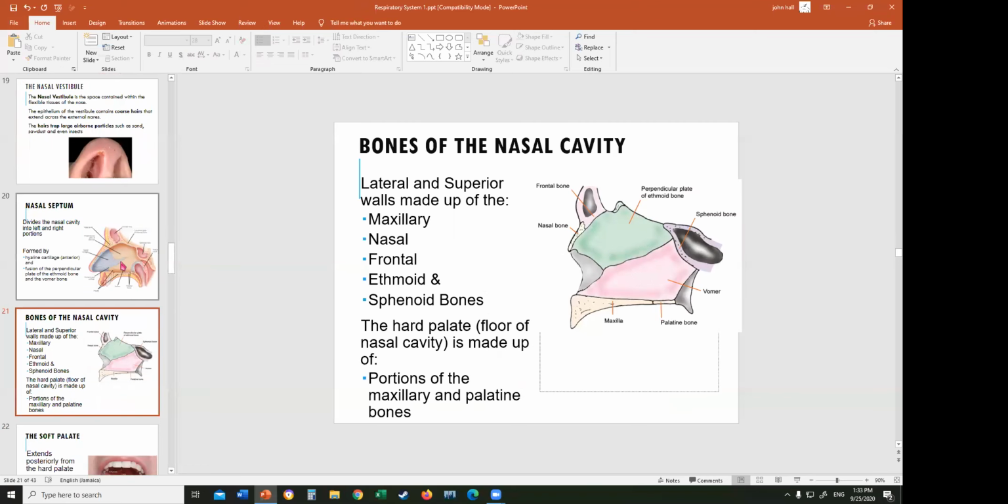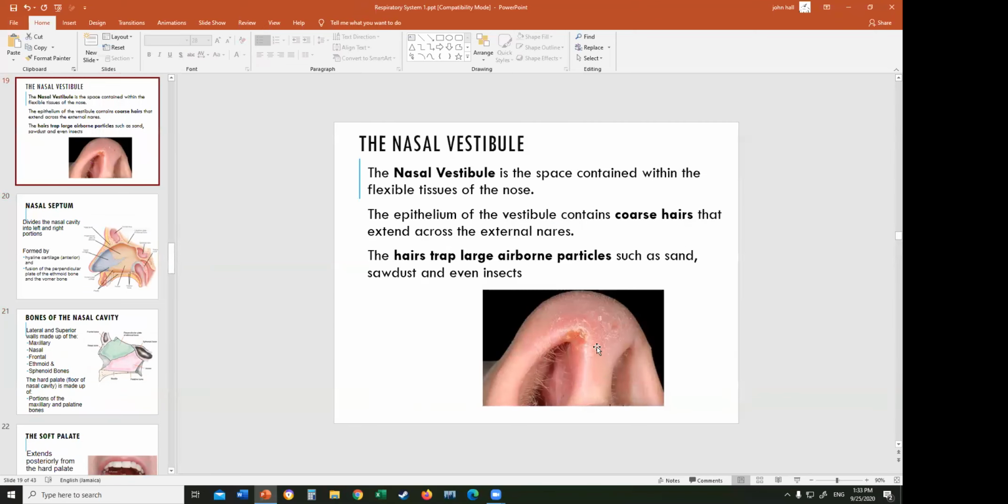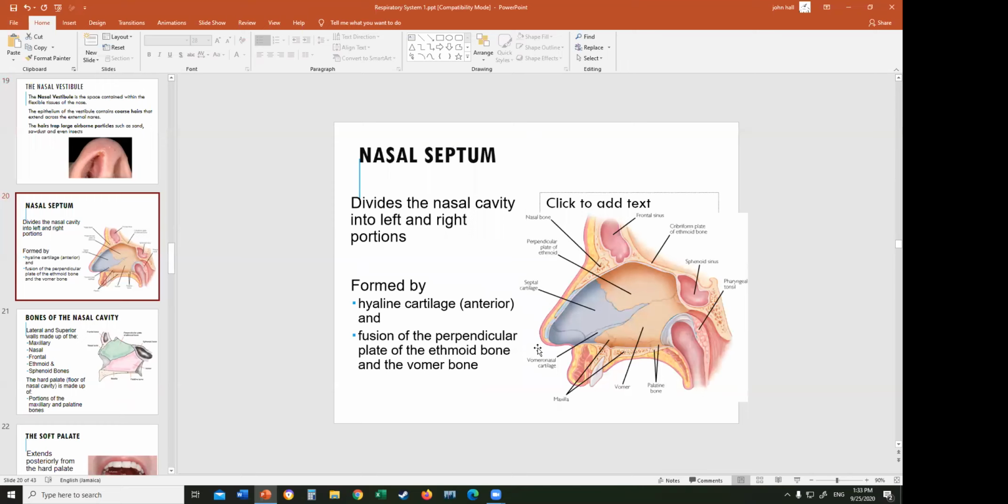Now, the septum. This is the septum right here, at least a part of it. The septum divides the nasal vestibule into two, so you have two vestibules, right? And it goes right back. As it says here, it is hyaline cartilage, and of course, it is a fusion of the perpendicular plate of the ethmoid bone and the vomer bone.